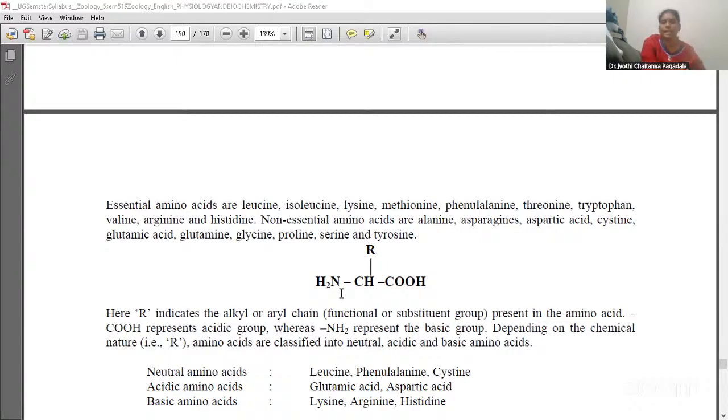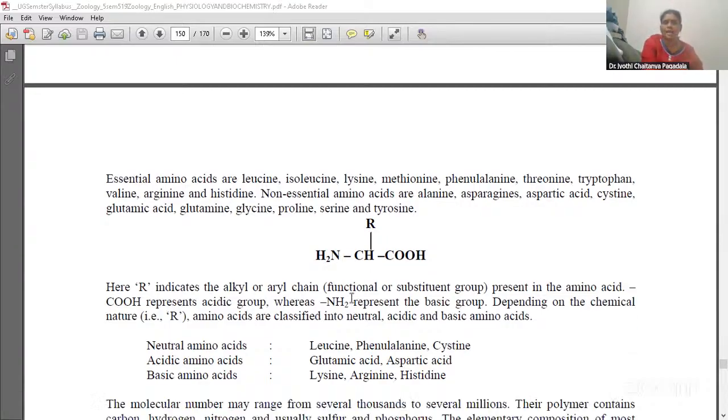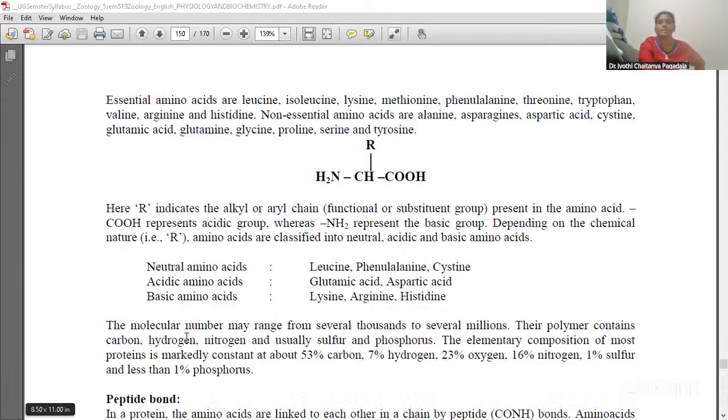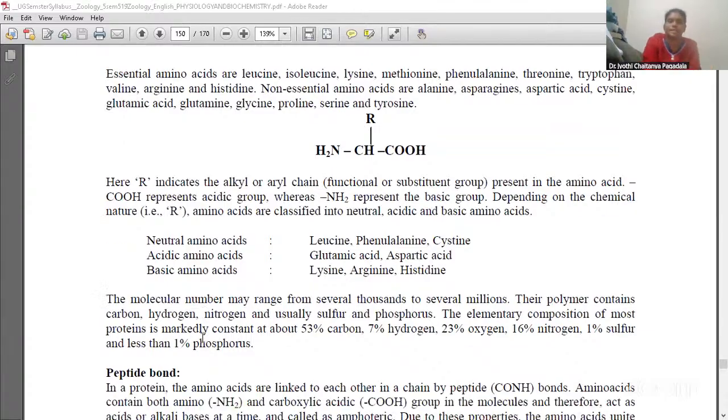Depending upon the chemical nature, amino acids are classified like this. One is neutral amino acids, such as leucine, phenylalanine, and cysteine. Then acidic amino acids, those are glutamic acid and aspartic acid. The name itself indicates acid because of its acidic condition. And basic amino acids: lysine, arginine, histidine.